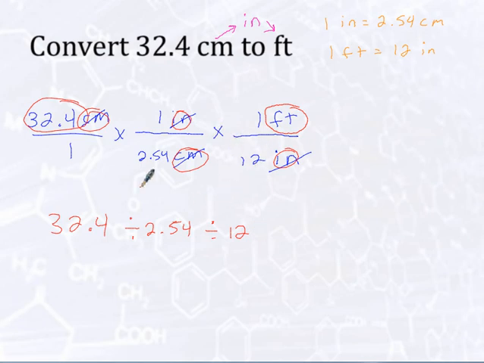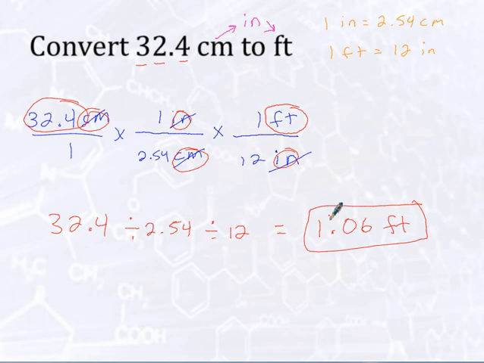Please don't do that unless you're very familiar with using your calculator and parentheses and brackets. If you're not, please do it the way I'm telling you to do it, or else you could get the problem wrong. So I take 32.4 divided by 2.54 divided by 12, and I need 3 significant figures, so my answer is 1.06 feet.